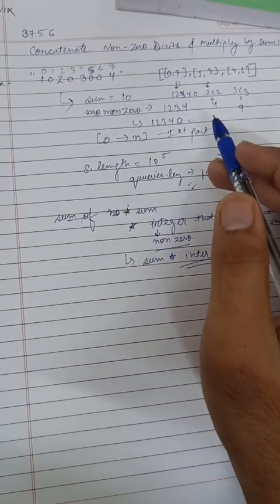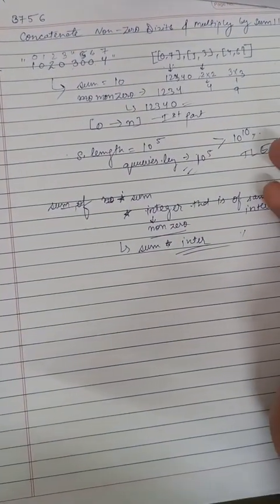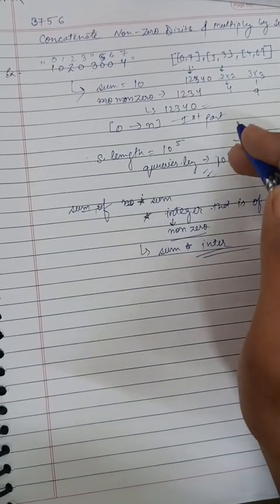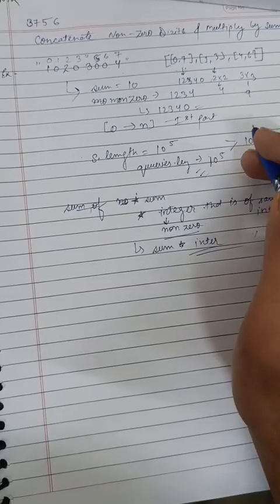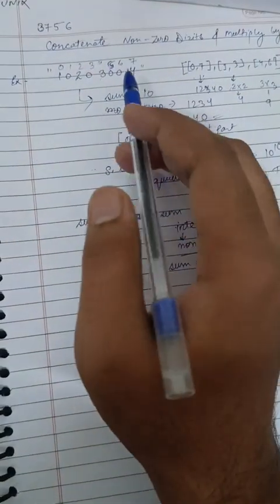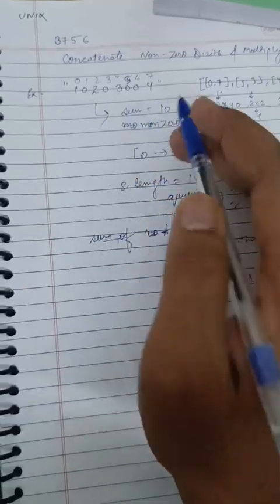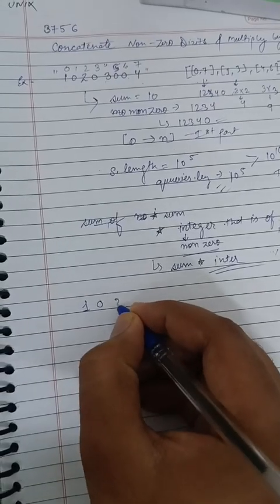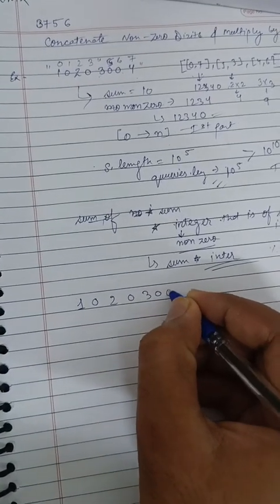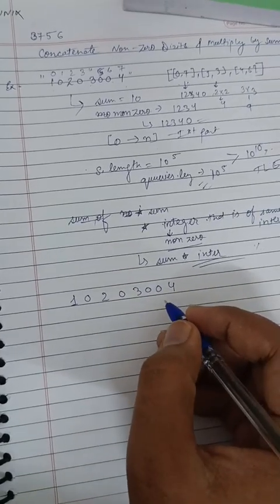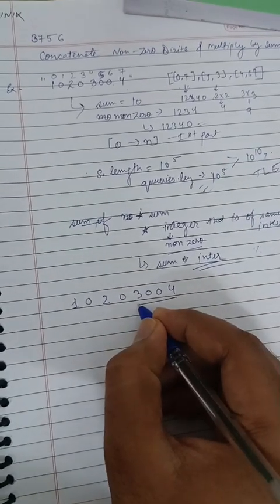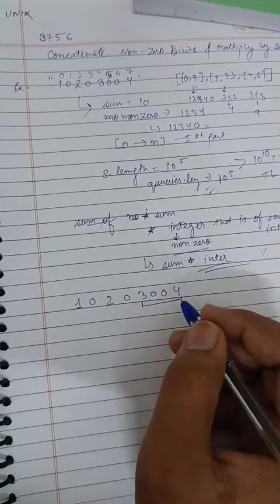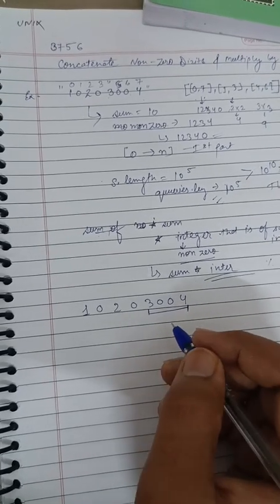The only way, maybe there can be other ways, but I can see a way called prefix or pre-computation, right? If we pre-compute our summation, we can easily find the summation of any interval. Let's say 1 0 2 0 3 0 4. If I want to compute the sum of this portion, I can easily compute it.